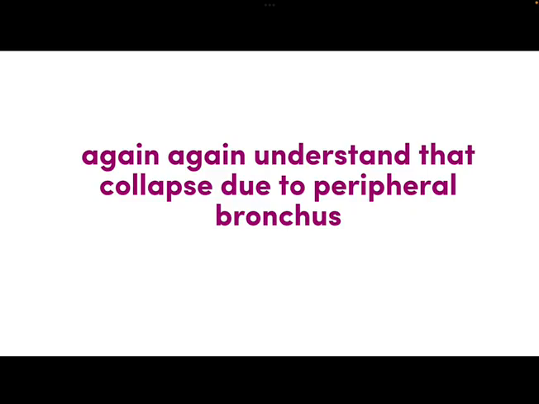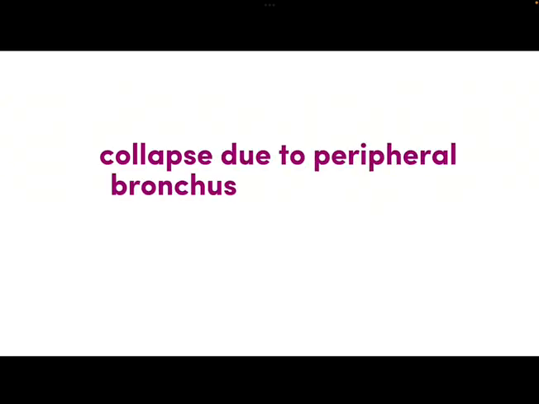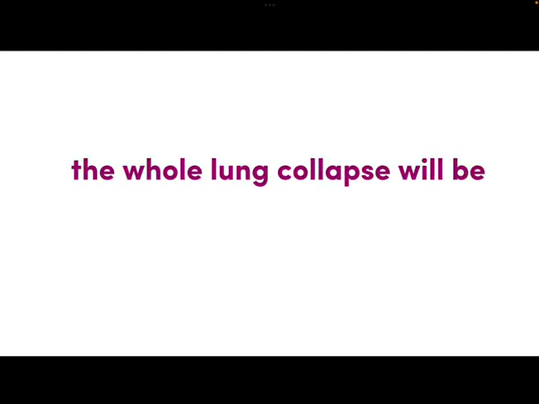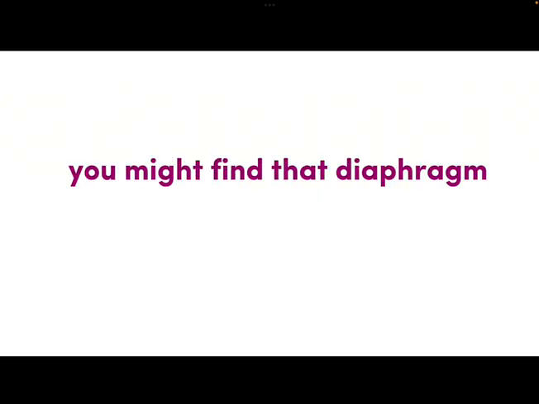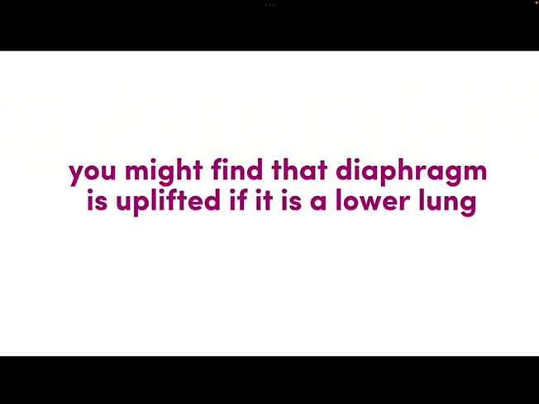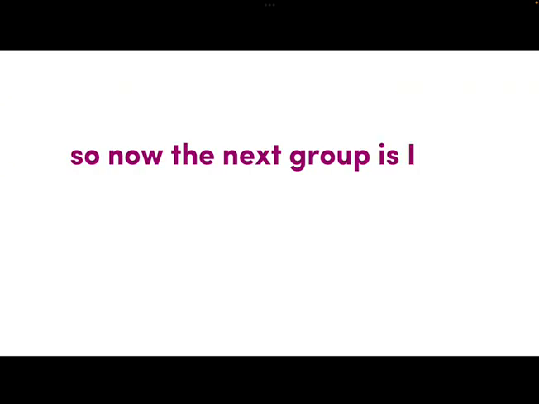Now there is another group of cases. Understand that collapse due to a peripheral bronchus will behave like consolidation. A whole lung collapse will be like pleural effusion, with everything reduced. But if you do an X-ray, you might find the diaphragm is uplifted if it is a lower lobe collapse. Understand?